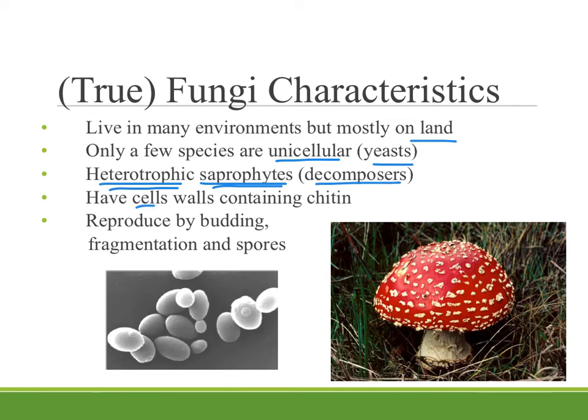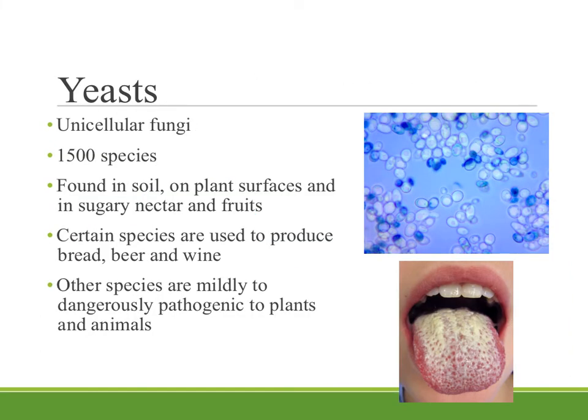Fungi have cell walls that contain chitin, that's one of the characteristics, and they can reproduce in a variety of ways. You might be familiar with them reproducing by spores if you've ever run into a puffball out in the woods. So we're familiar with these multicellular fungi. Not all fungi look like mushrooms, but we're going to be focusing on these tiny unicellular yeasts right now. Yeast are the only type of unicellular fungi.